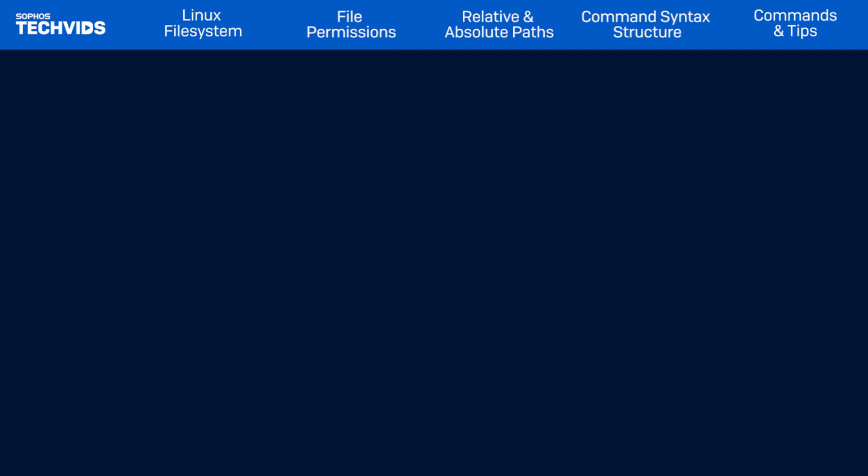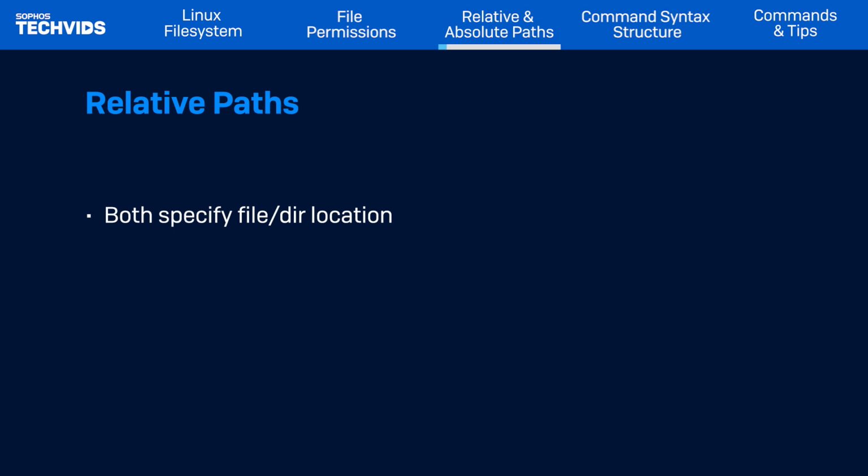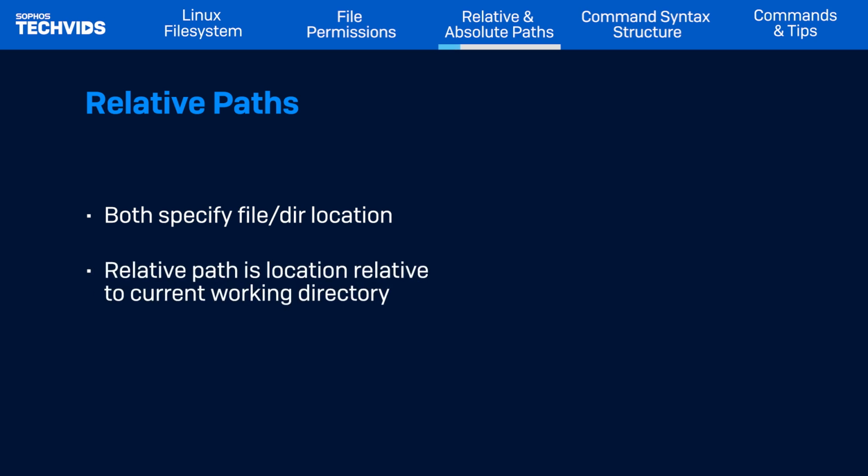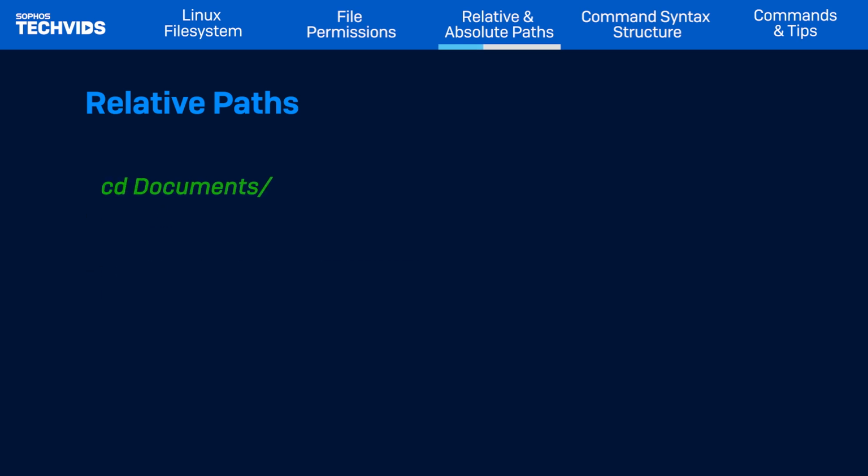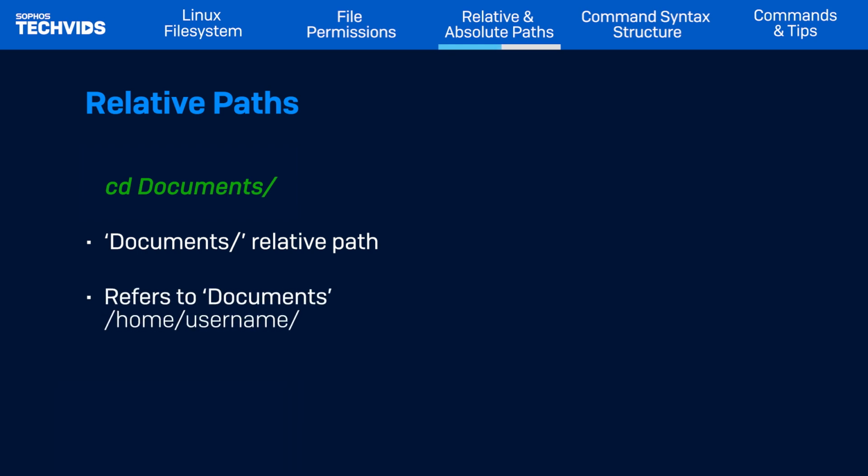Now, let's cover the differences between a relative and absolute path. Both are used to specify the location of files and directories. The key difference, however, is in how the location is referenced. A relative path is defined in relation to the present working directory. It specifies the location of a file or directory relative to your current position in the file system hierarchy. Relative paths do not start with a /. Let's use the following command as an example. In this case, documents is a relative path, assuming that you're currently in the home username directory. It specifies a directory called documents in home username.